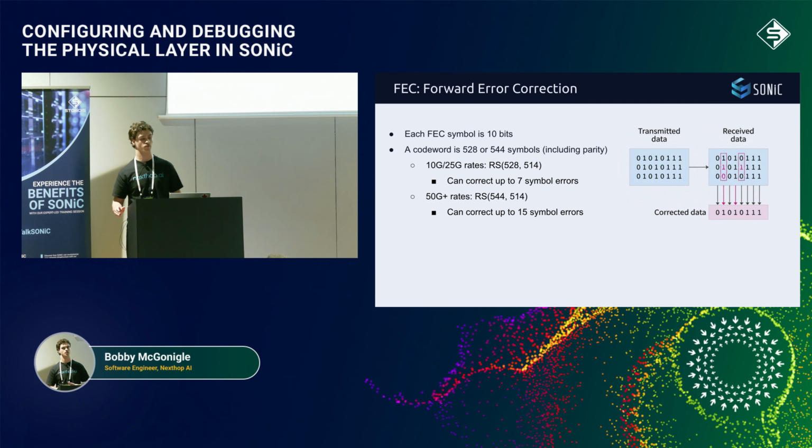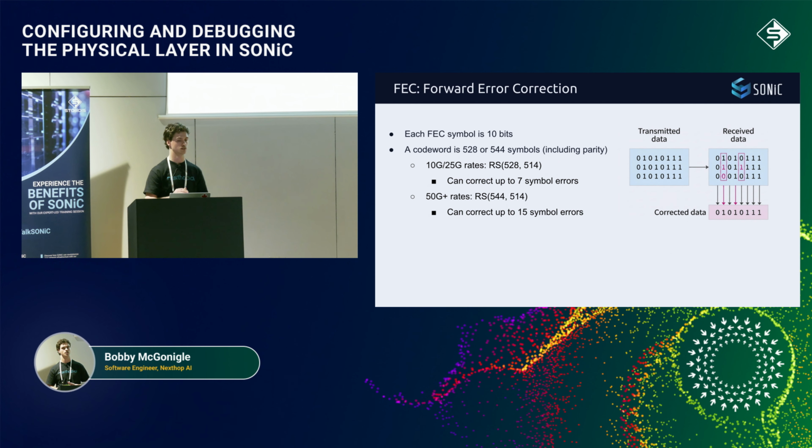So the important point really with FEC is that there is a hard limit. Each FEC symbol is 10 bits. A codeword is either 528 or 544 of these symbols, including parity symbols. So for lower speeds, 10G, 25G at NRZ modulation, we can correct up to 7 errors. And at faster speeds, we can correct up to 15.